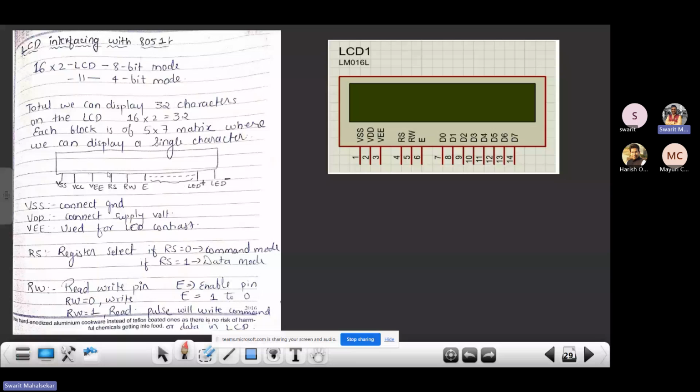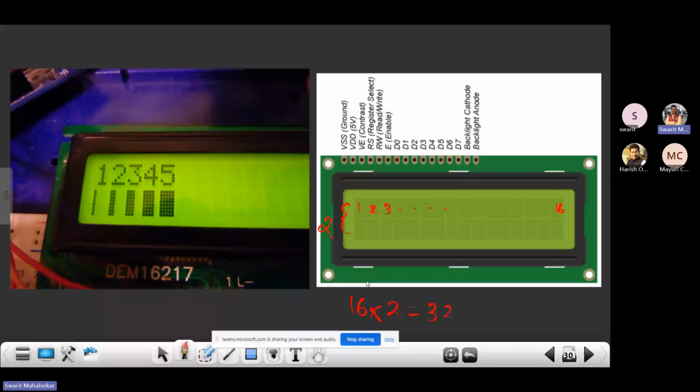That is, each block is of 5 into 7 matrix where we can display a single character. Just have a look over here. Each of these blocks has around 5 into 7. So these are, sorry, 5 columns. You see, 1, 2, 3, 4, and 5. So these are the 5 columns, and there are total 7 such rows over here. So each block is of 5 into 7, that is 5 columns and 7 rows. And in each block, we can only represent one character.